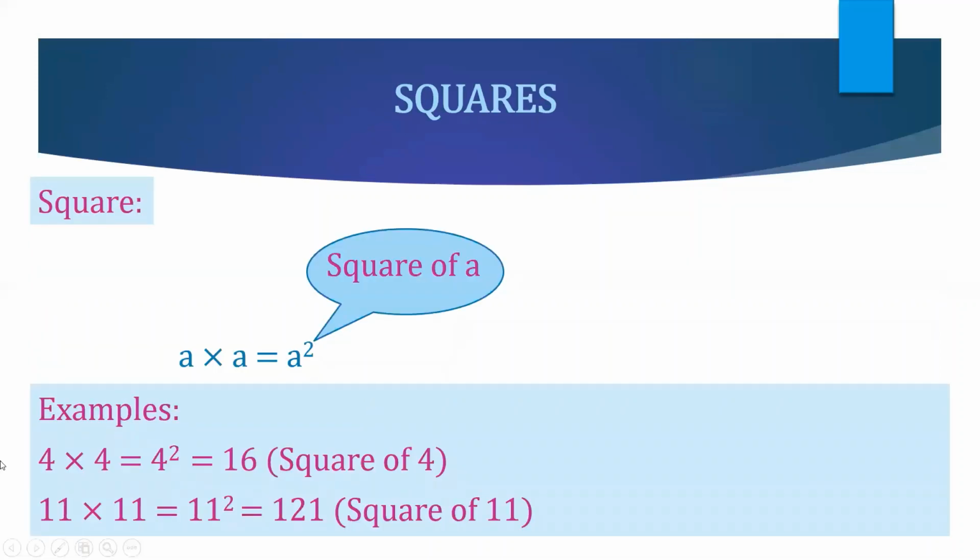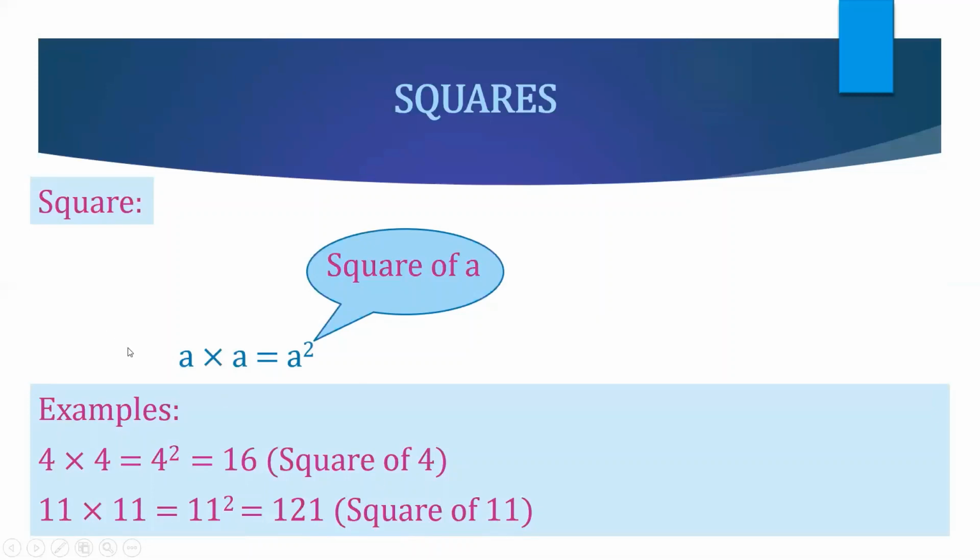So here you can see the example, 4 into 4 is equal to 4 square. This is how we write the square. 4 with the power 2 is equal to 16. And so 16 is called square of 4. 11 into 11 is equal to 11 square is equal to 121. So 121 is square of number 11.